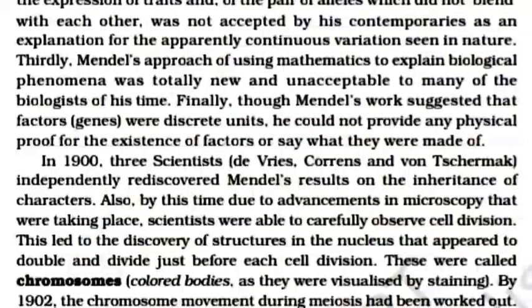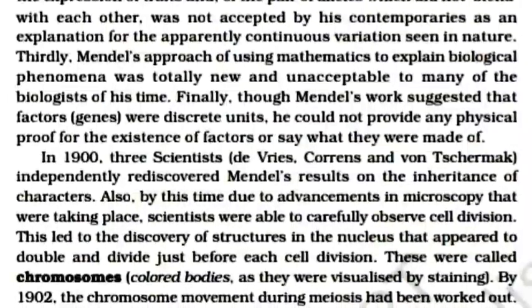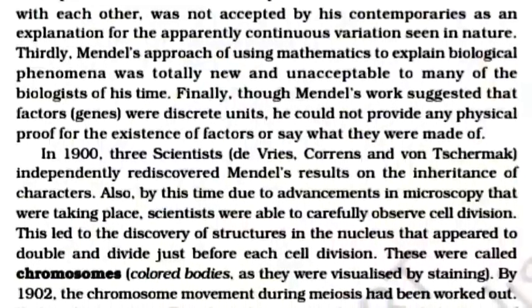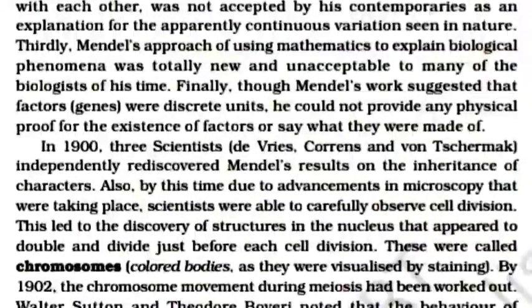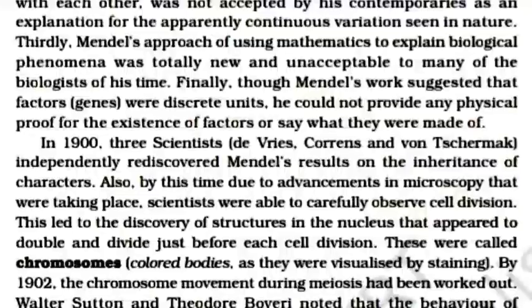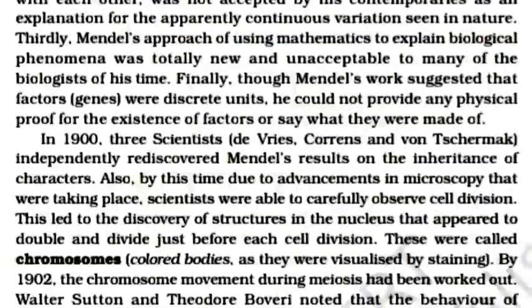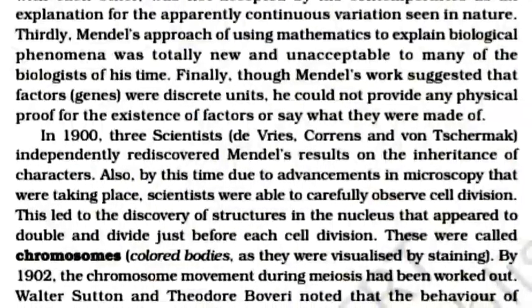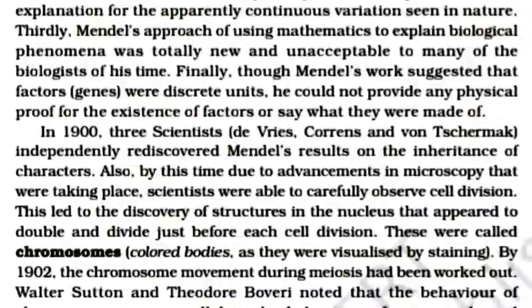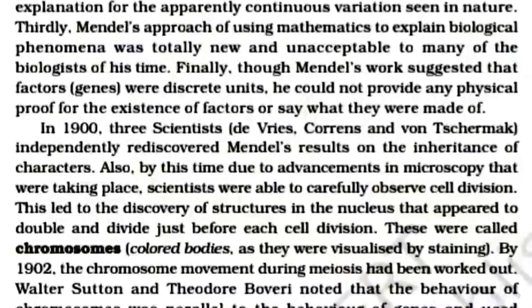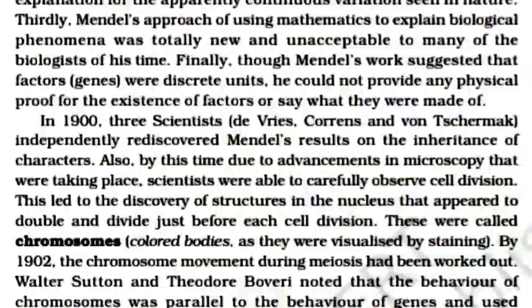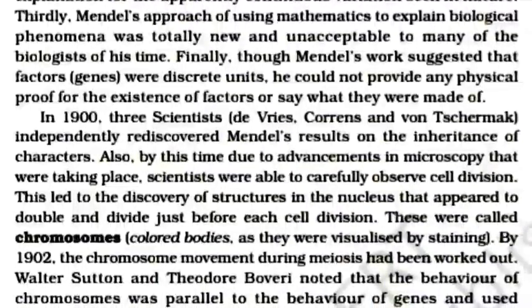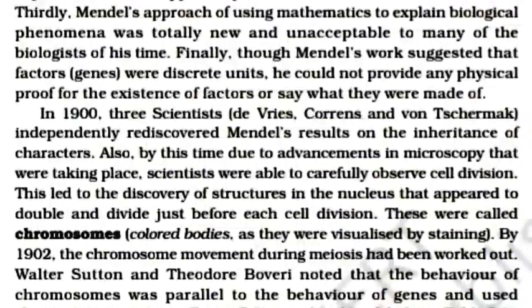In 1900, three scientists, de Vries, Correns and von Tschermak, independently rediscovered Mendel's results on the inheritance of characters. Also by this time, due to advancements in microscopy, scientists were able to carefully observe cell division.